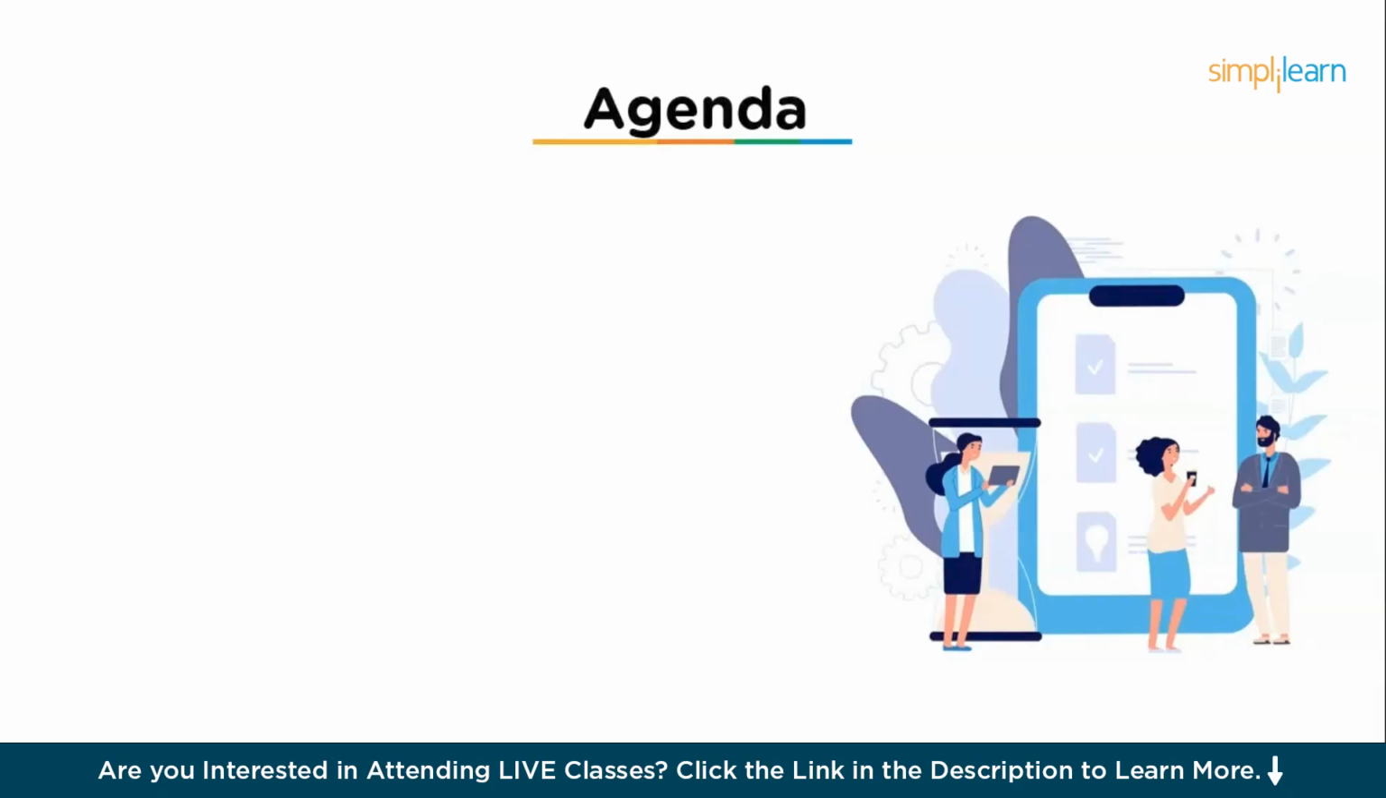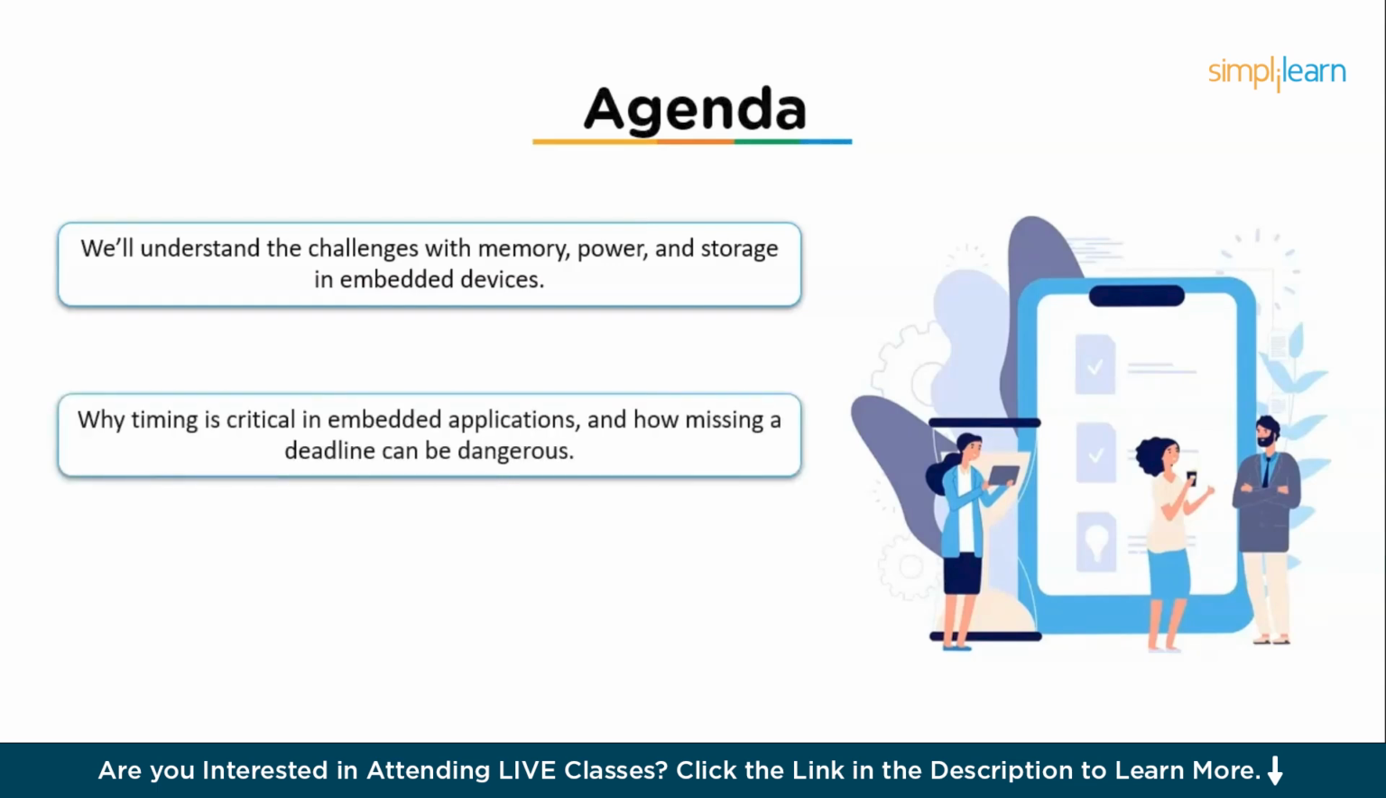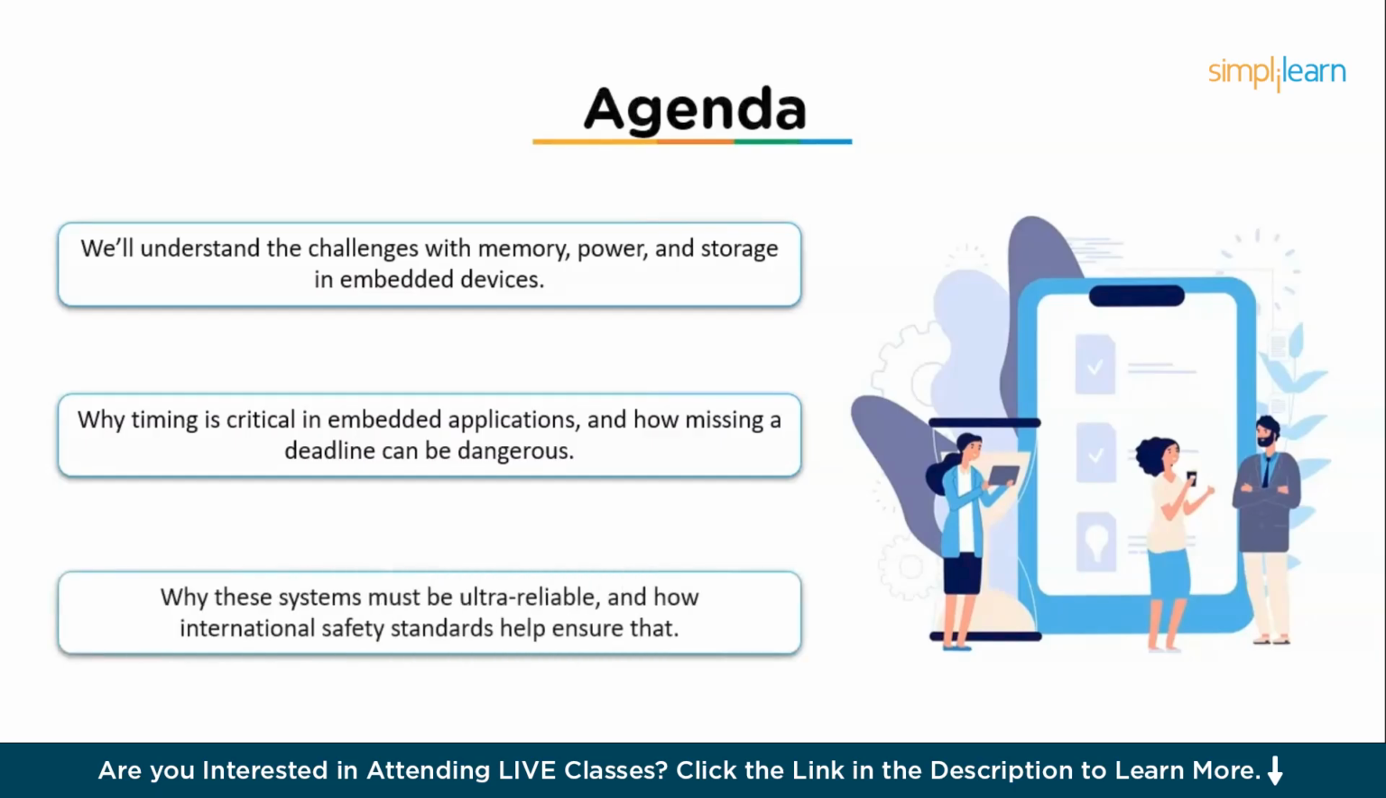So before proceeding, let's see what we are going to cover in detail. The first one is limited resources. We'll understand the challenges with memory, power, and storage in embedded devices. Then we will move on to the real-time requirements, that is why timing is critical in embedded applications and how missing a deadline can be dangerous. Then we have reliability and safety. So why these systems must be ultra reliable and how international safety standards help ensure that.